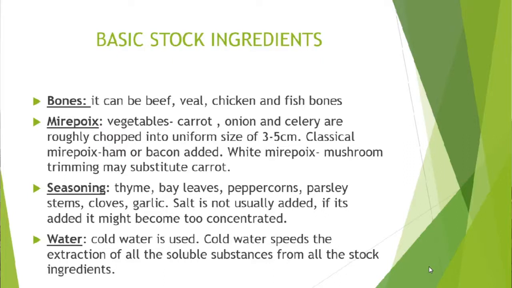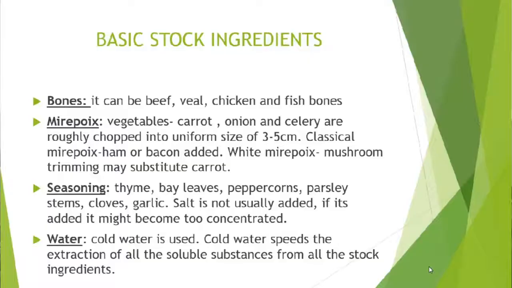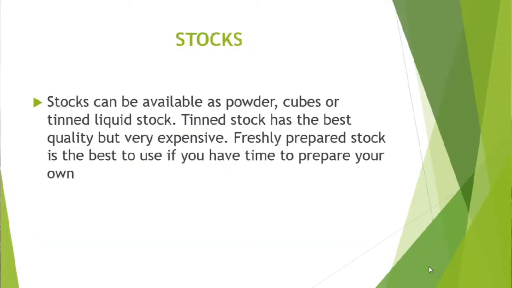Then lastly, we've got water. When we prepare the stock, we use cold water. Why do we use cold water? Because the cold water speeds the extraction of all soluble substances from all the stock ingredients that we have mentioned earlier. So the basic stock ingredients we said are the bones, the mirepoix, which is the vegetables, the seasoning, as well as water.